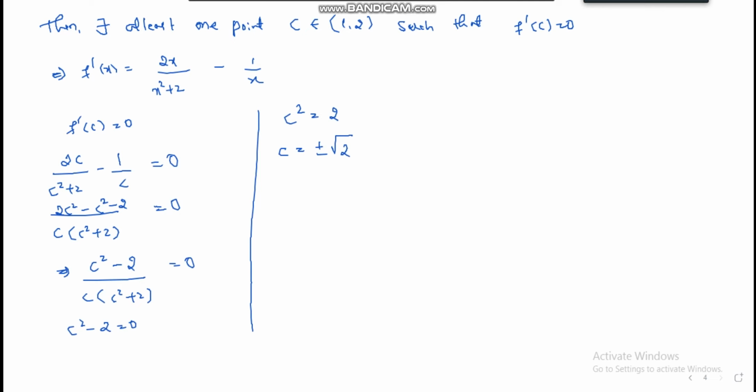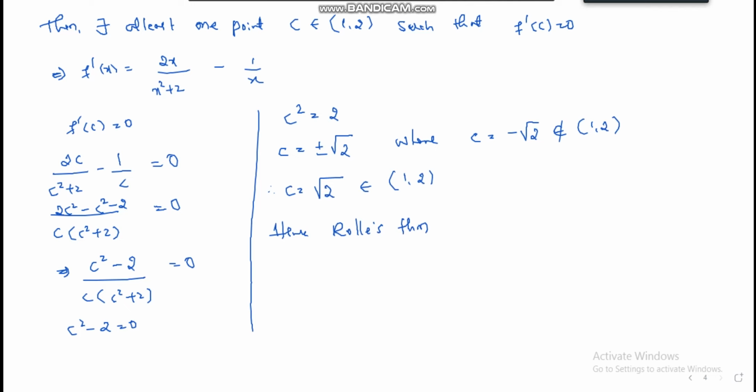We know that c equal to minus root 2 does not belong to the open interval 1 comma 2, so we take only c equal to positive root 2, which belongs to 1 comma 2. Therefore, hence Rolle's theorem is verified.